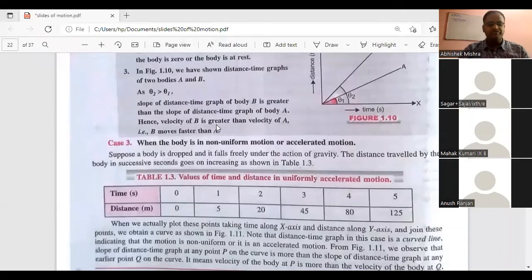So now students, as you have told, when the body covers equal distance in equal interval of time, it is called uniform motion. And now we are going to talk about when the body is in non-uniform motion. So first we have to define what is a non-uniform motion. A non-uniform motion is when the body covers unequal distance in equal interval of time.